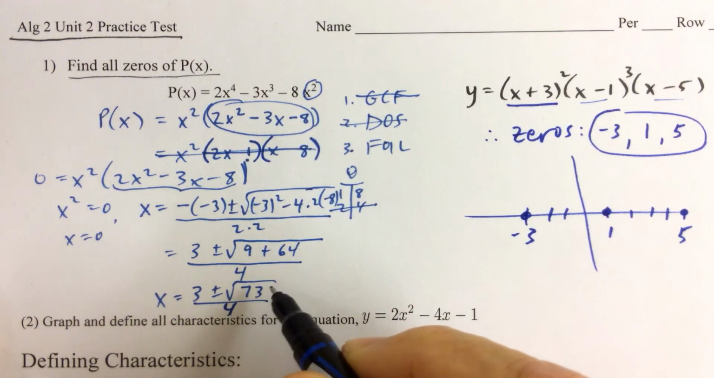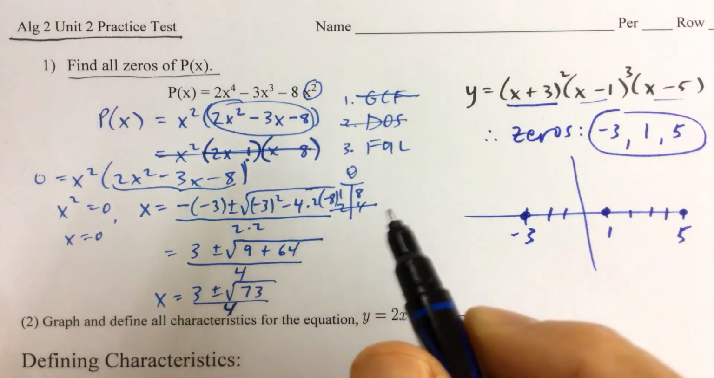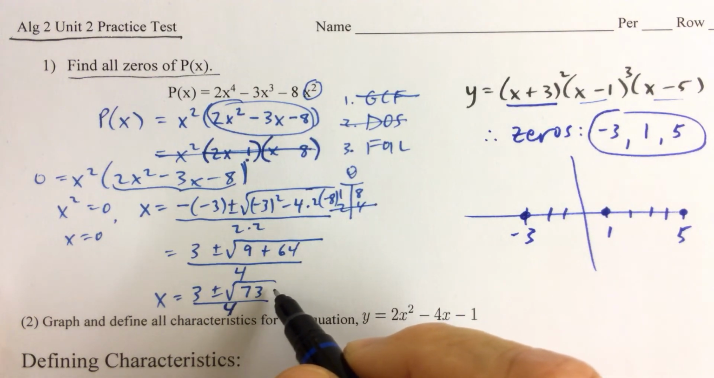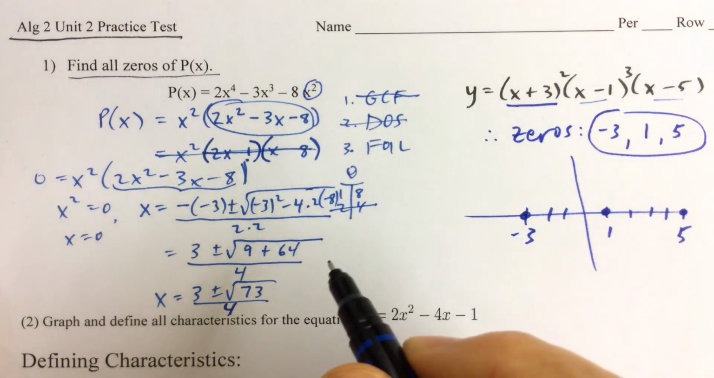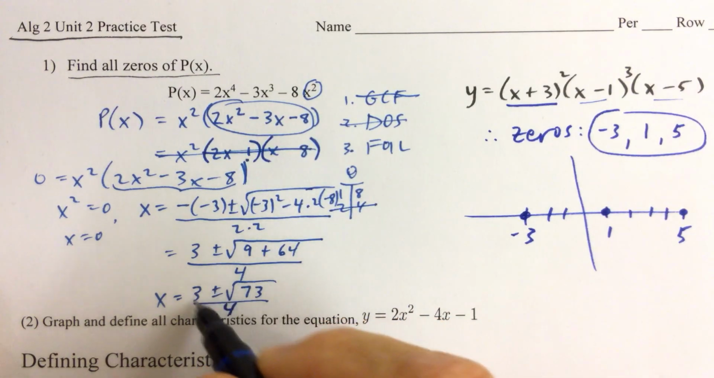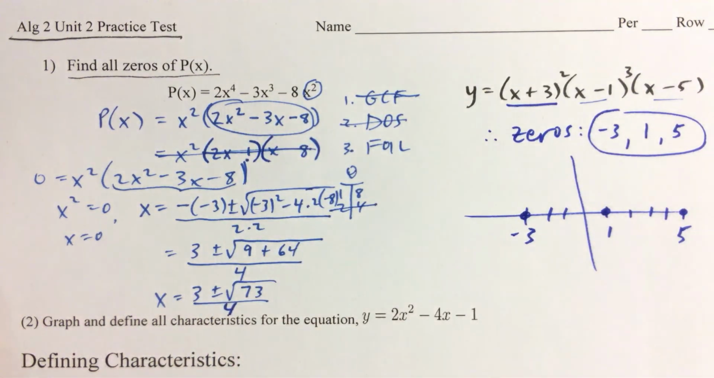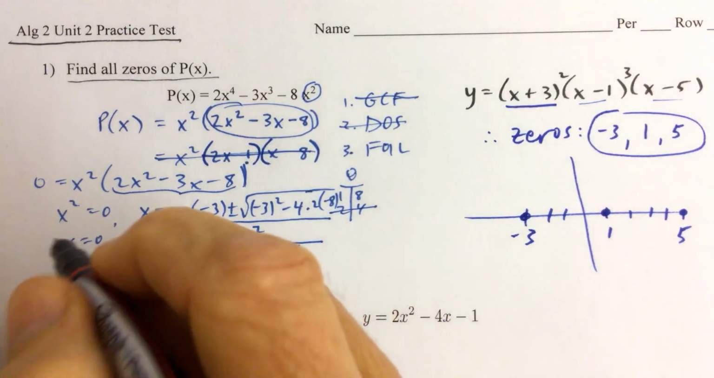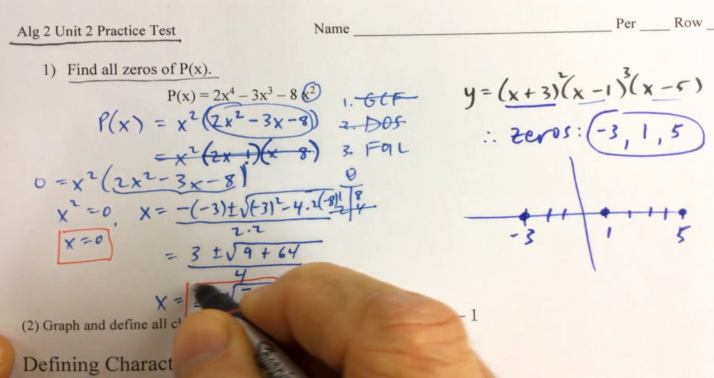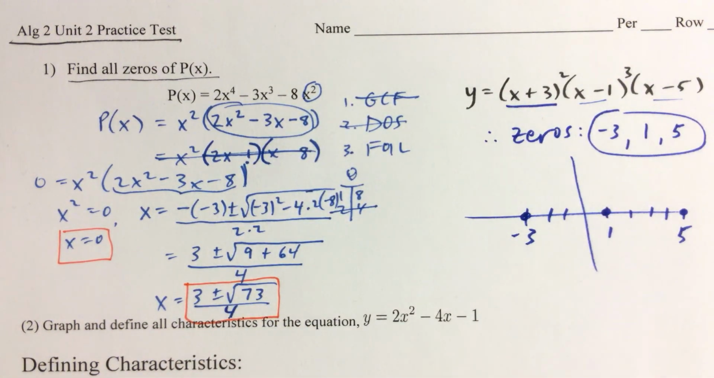We can't reduce radical 73 any. 7 doesn't go into it. 2, 3, 4, 5, 6, 7, 8, 9, 10, 11, 12, 13. 13 goes into 65, so it doesn't go into 73. Once I get past 13, I'm good. I don't want to try anymore. So that means that those two numbers are zeros, and so is x equals 0. So we have two zeros, 0 and 3 plus or minus radical 73 over 4.